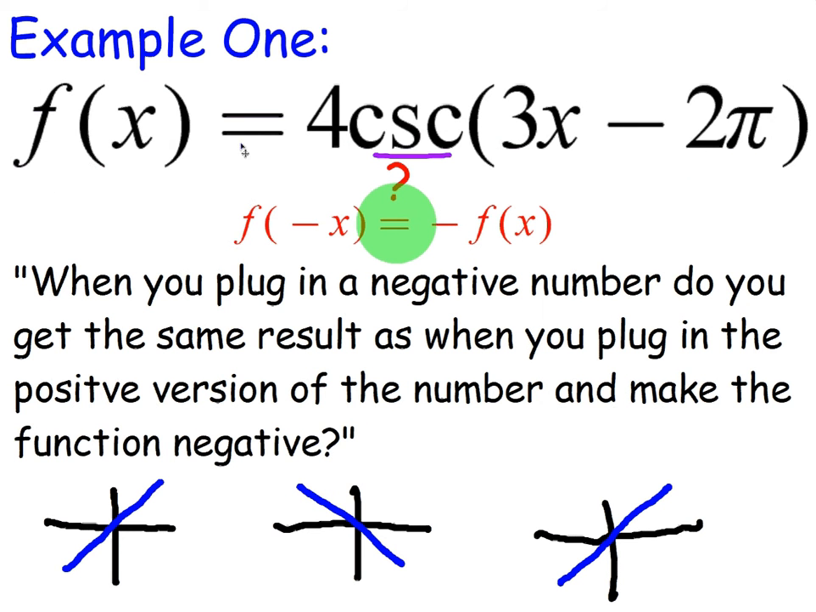So let's jump right to example number 1. We have f of x is equal to 4 cosecant of 3x minus 2 pi. The question we're going to ask is, does f of negative x equal negative f of x? In other words, when you plug in a negative number, do you get the same result as when you plug in the positive version of the same number and make the function negative?